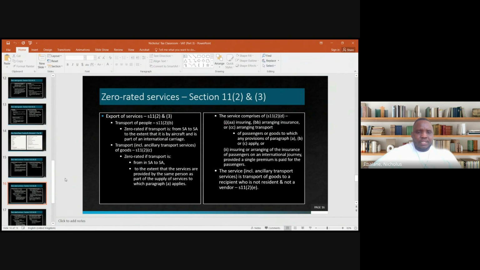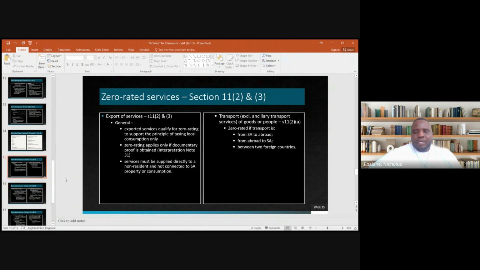So this is zero rated if transport is from SA to SA to the extent that the services are provided by the same person as part of the supply of services to which paragraph A applies, right? So which paragraph A are we referring to? The one in the previous slide here. Remember, transport of goods or people. Remember, this excluded ancillary transport services.